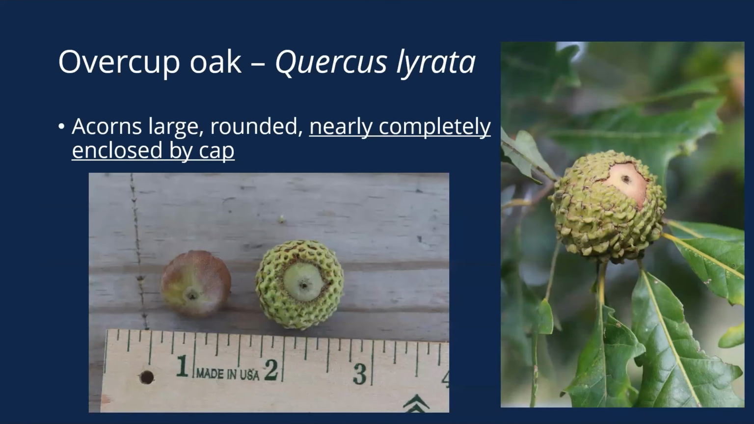Acorns are really what gets you, right? So the acorns are large, and they call it overcup because the acorns are nearly completely enclosed by that cup or that cap on each acorn, right? So it's almost entirely enclosed by the cap, which is really unusual looking. It doesn't have any fringes like bur oak or anything like that. So that really makes it easy to identify overcup oak that way.